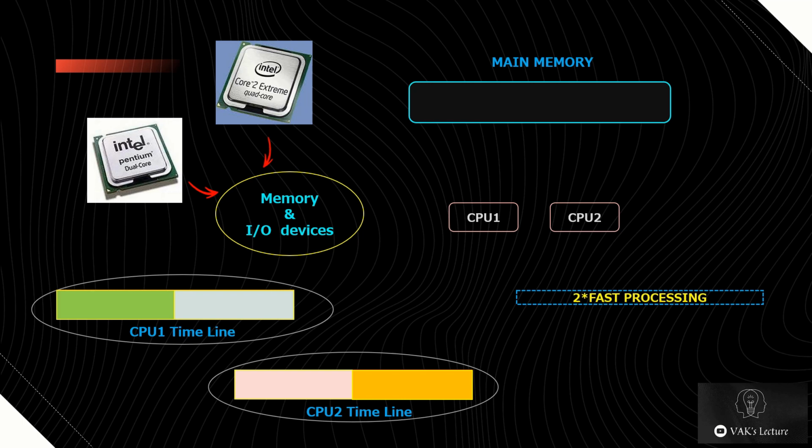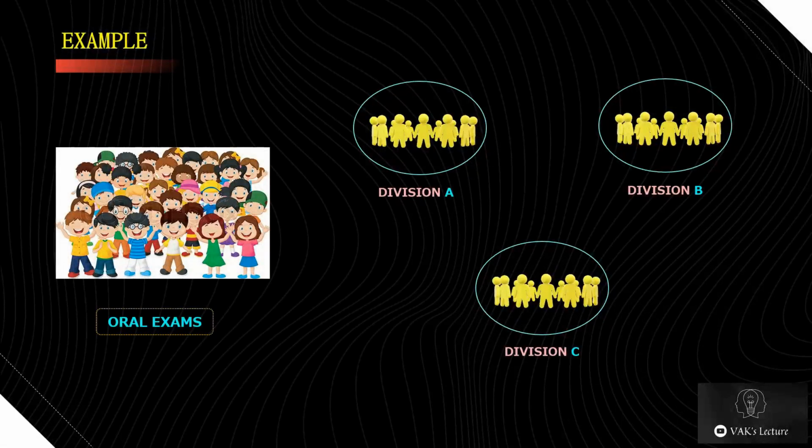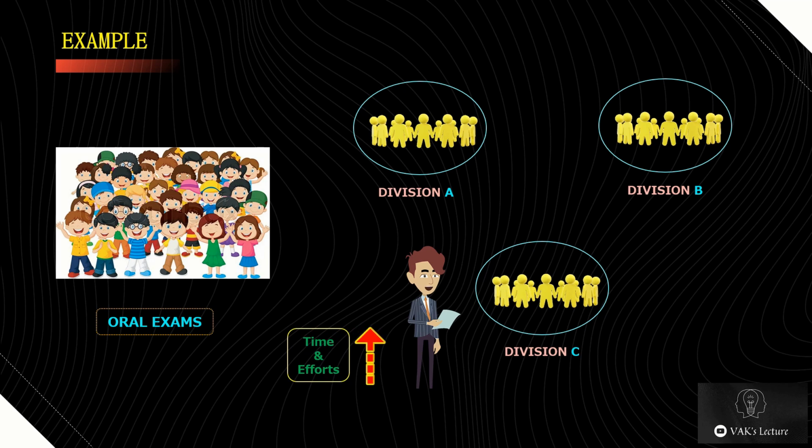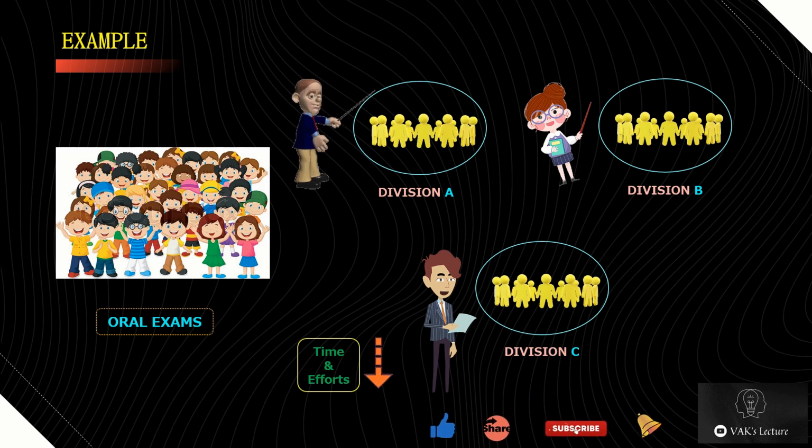Let us understand the concept with an example. Let us say there are 3 divisions of first standard students and we need to take oral exams of each division. Let us say we have only a single teacher. Then what will happen? He needs to take the exam of division A, then of division B, and then of division C. If there is only one teacher, then he will take a lot of time and effort to complete the exams. But if we assign 3 teachers for exams, then we will have a teacher for each division. Then the time required for conducting the exam will be less. And also there will not be any load on any one particular teacher. The same we can say about multiprocessing operating system. Multiple processors help to improve the speed and reliability of the system as the work gets divided between multiple processors.